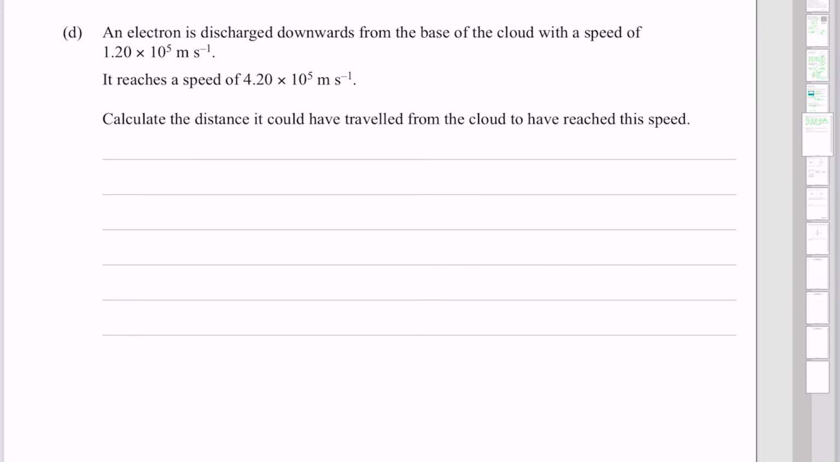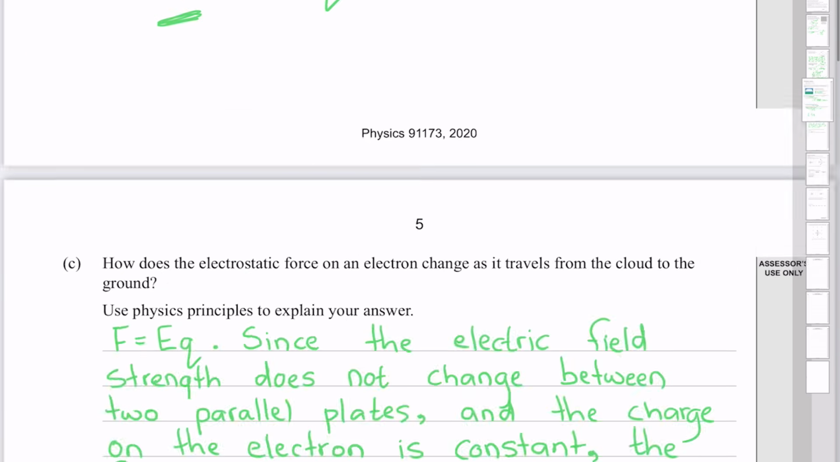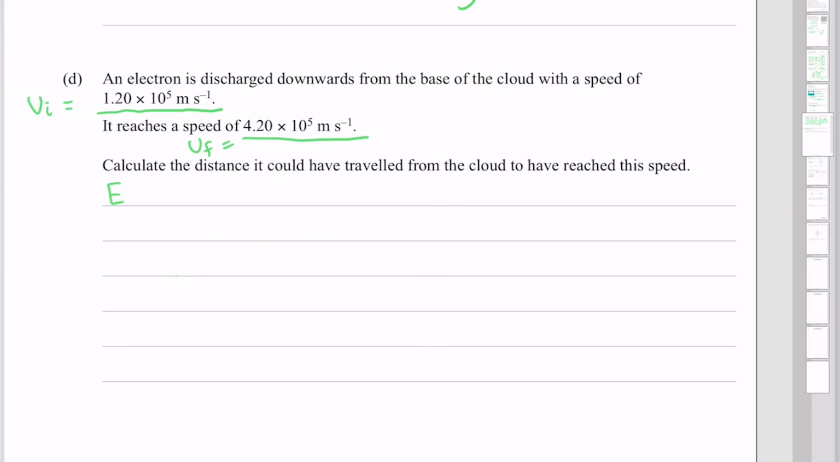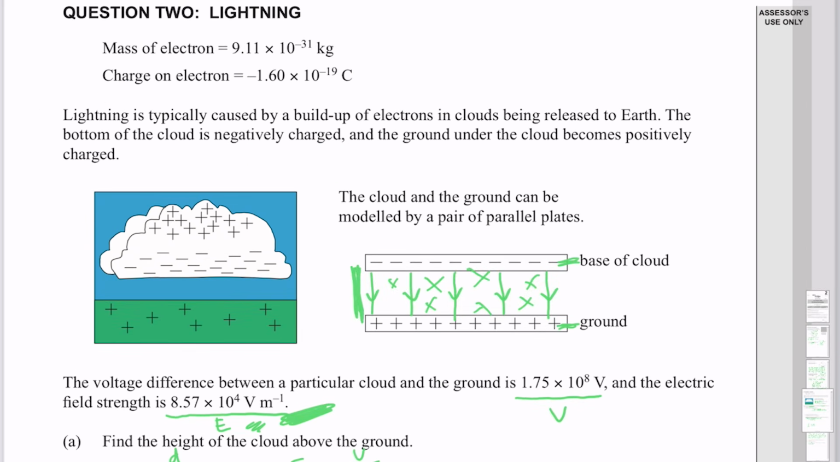An electron is discharged downwards from the base of the cloud with a speed of 1.20 times 10 to the 5 meters per second. It reaches a speed of 4.20 times 10 to the 5 meters per second. Calculate the distance it could have travelled from the cloud to have reached this speed. So let's write down what we know. Well, we know that this here is our initial velocity, and that this here is our final velocity. We know the electric field strength from earlier. And we know the mass and the charge of our electrons, which are given at the top here.